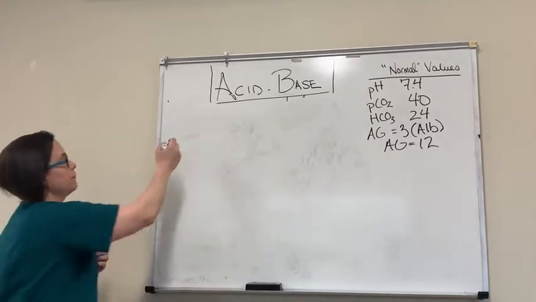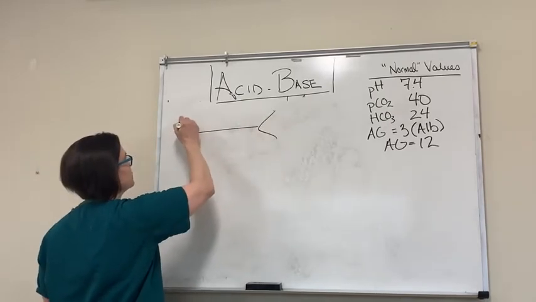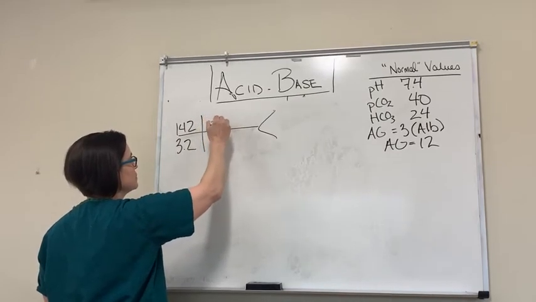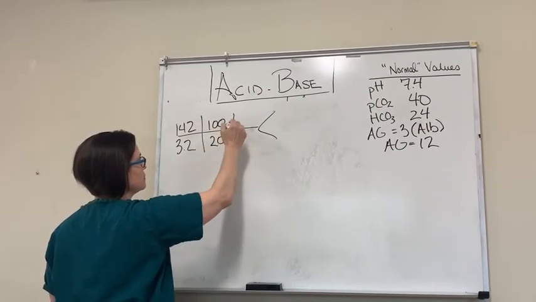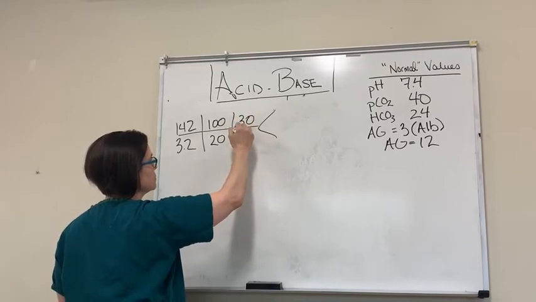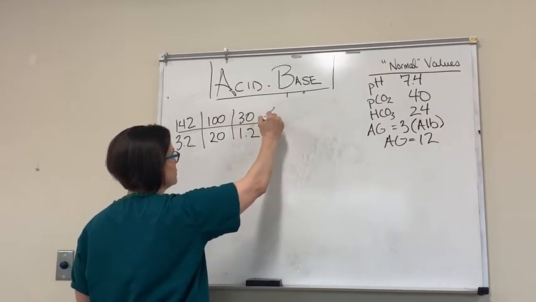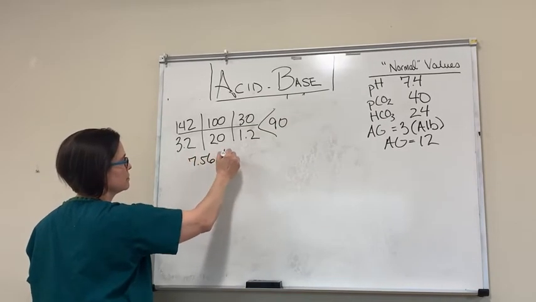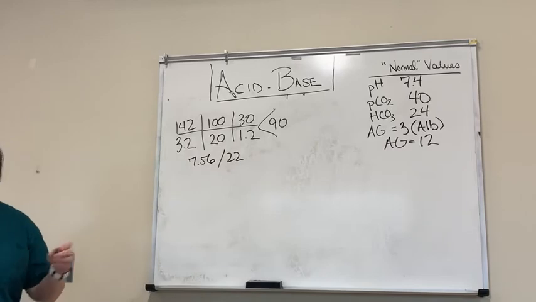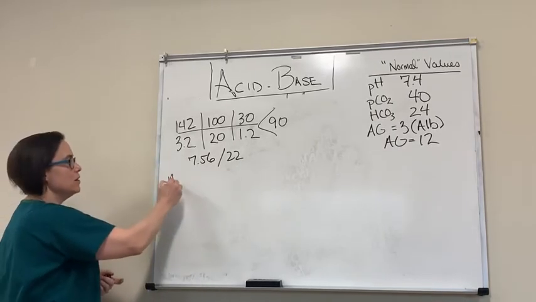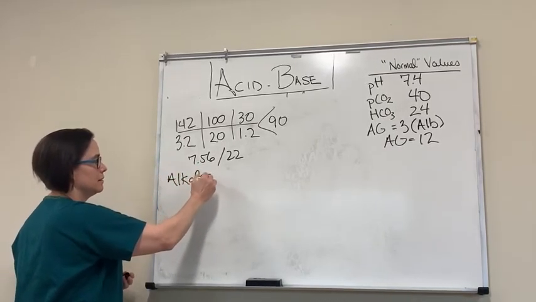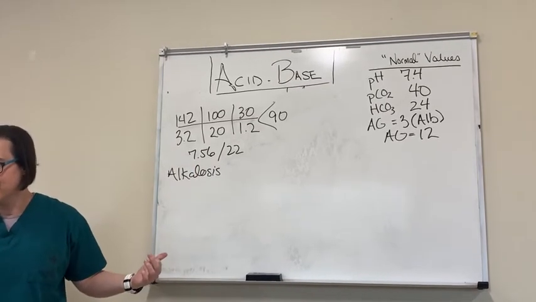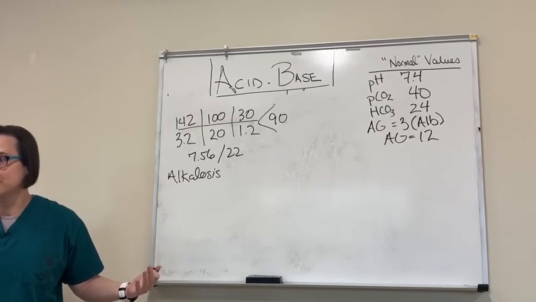So what are the numbers on this one? 142, 3.2, 100, 20, 30, 1.2, 90, 756, and 22. Oh no. So what's that? An alkalosis. Yeah, so it's an alkalosis. I didn't give you any equations for how to work with alkalosis in this talk yet. I'm lost. Okay, so here's our trick, right?